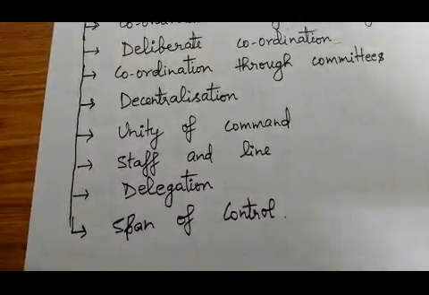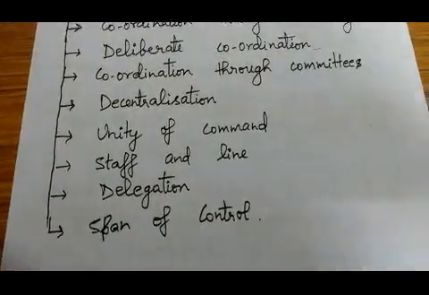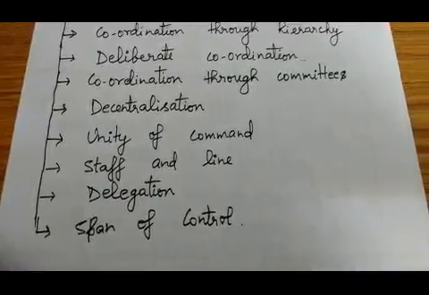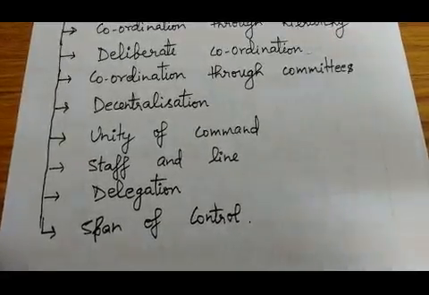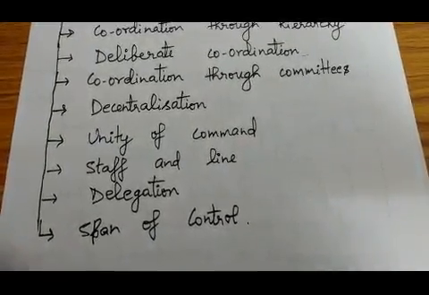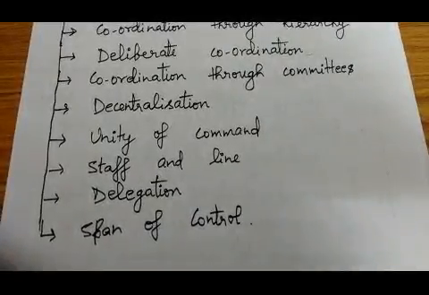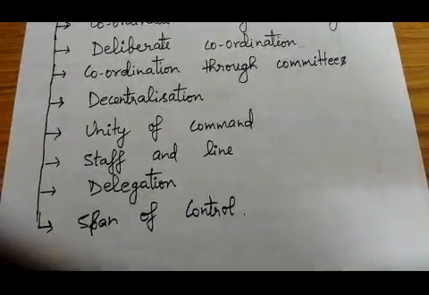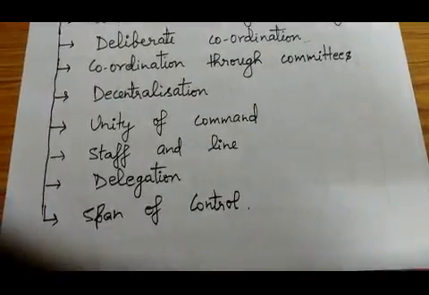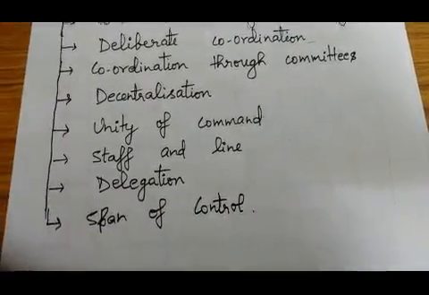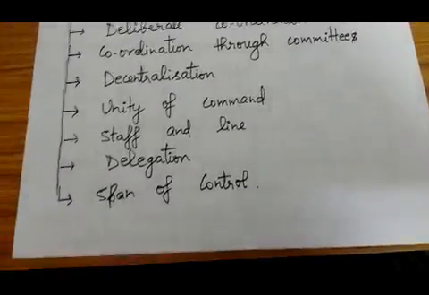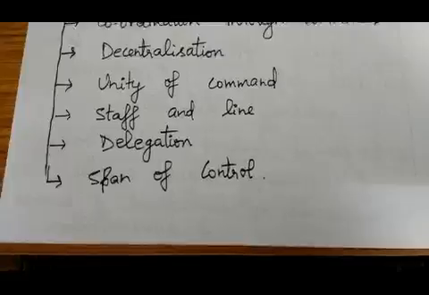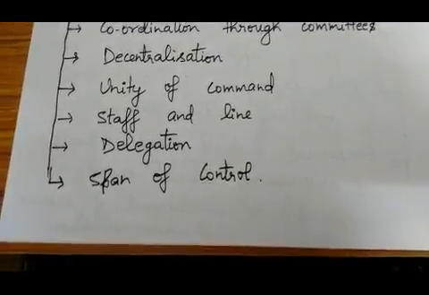Then delegation. Delegation and decentralization are different things. Decentralization means total authority is passed, but delegation means the authority is with higher officers and they just delegate. It means they transfer it temporarily to their lower subordinates so that they can work more freely, but the main authority is with seniors only. Then span of control. This is also a very important concept. We will see it later in this lecture.